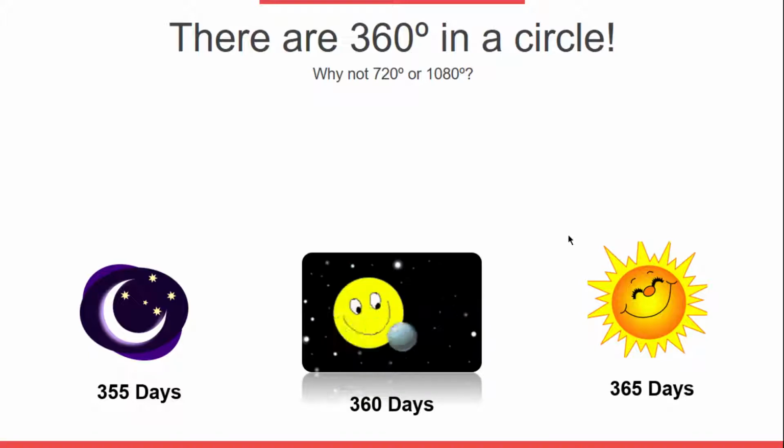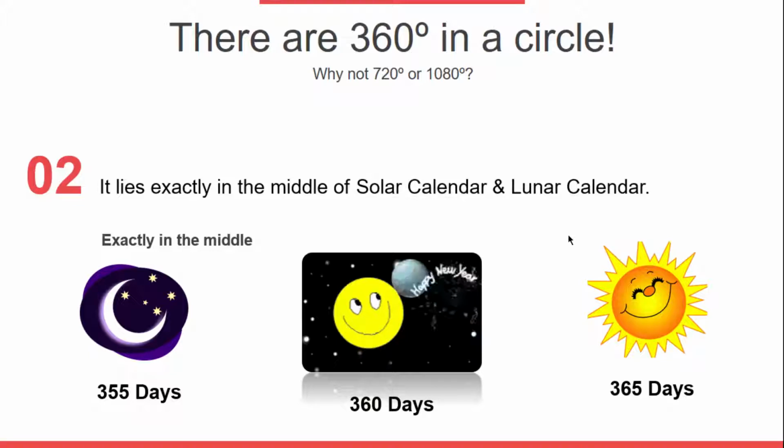If you want some more reasons why we use 360 degrees, you can find the link to the video below in the description. The second reason is, it lies exactly in the middle of the solar calendar and the lunar calendar. Now let us move back into our lesson and learn the types of angles that exist.